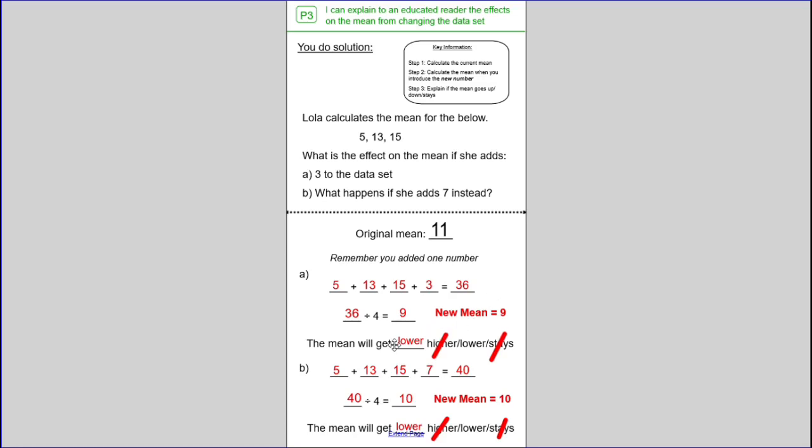Remember, explain if the mean goes up, down, or if it stays. You can see here that the mean gets lower as we have got a new mean of 9 compared to the original mean of 11. So the effect on the mean is that it decreases.